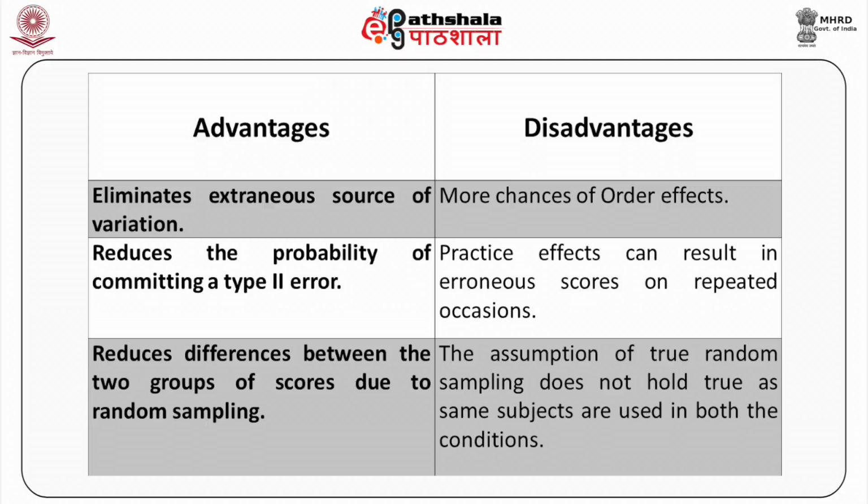Whereas some of the disadvantages of using the dependent group samples are that there are more chances of order effects, and practice effects can lead to error, and more erroneous scores on repeated occasions can be found. The assumption of true random sampling does not hold true as the same subjects are used in both the situations when we are testing them. So, depending upon the weight of advantage or disadvantage, the researchers make a judicious choice whether they want to go for a dependent sample t-test or not.